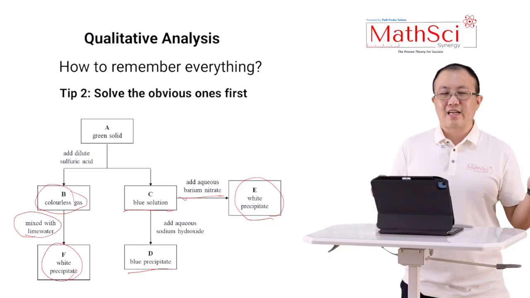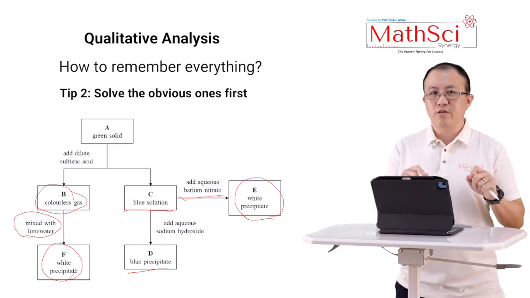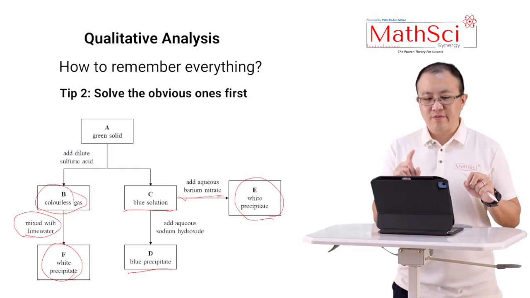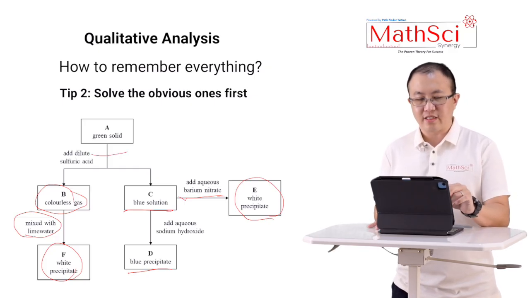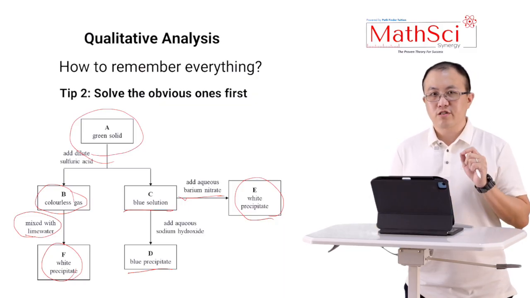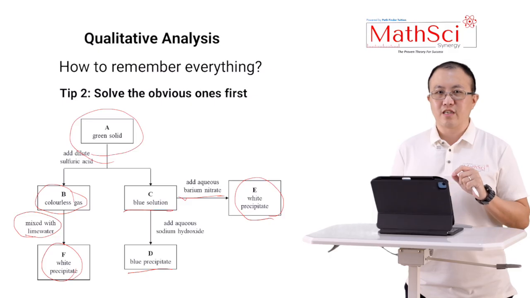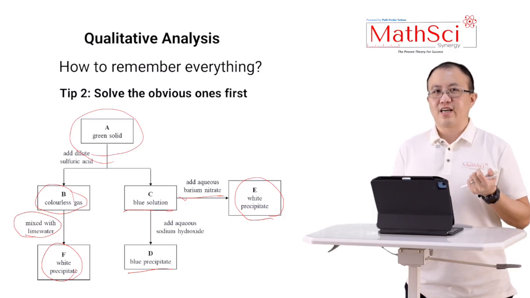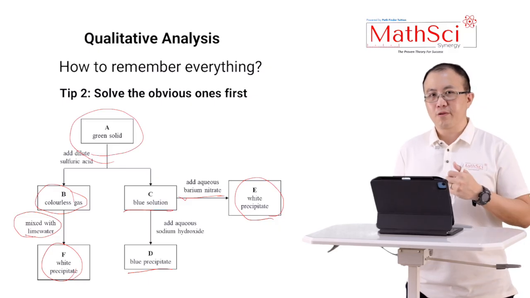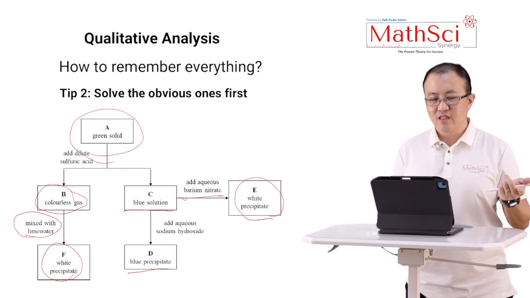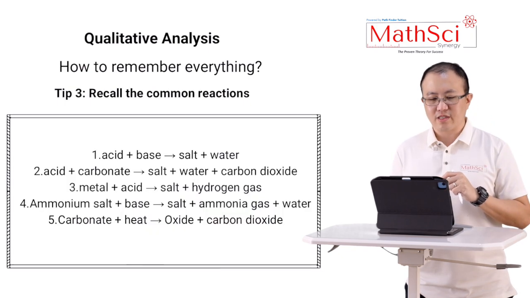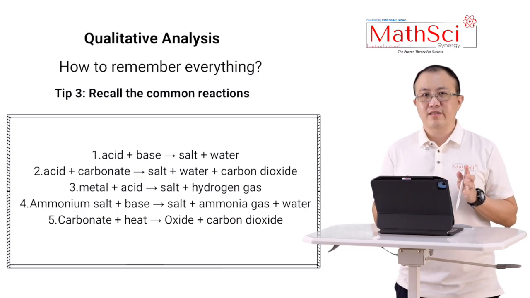So if you look at the list that I gave you just now, you can use that to help you quickly identify, even though you might not be able to identify every single thing, but you can eventually work backward to find out what exactly is the green solid. So this is actually tip number 2. Solve the obvious one first, especially the unique one, lime water test, carbon dioxide, and then maybe litmus paper red turn blue, that should be ammonia gas if it's a gas, and so on and so forth. So there are some key characteristics as you go through the question. And of course, you cannot just rely on that 100%.